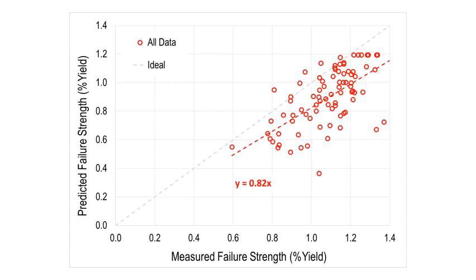So here I've got those 85 data points. I've clustered them all together, both data sets together, because they seem to behave in a fairly common fashion. On the y-axis, I've got my predicted failure strength, and I've done that as a fraction of yield. And then on the x-axis, I've got the actual true measured failure strength, again, normalized by the yield strength.